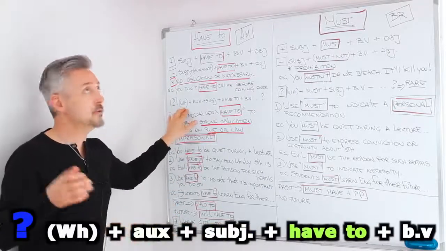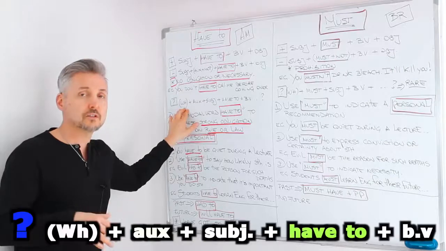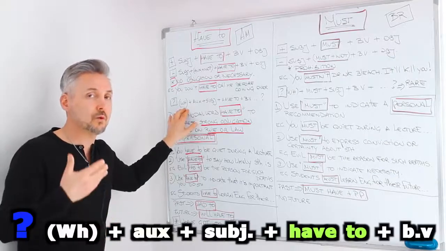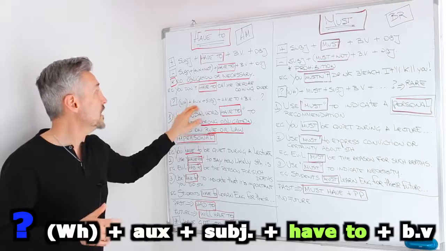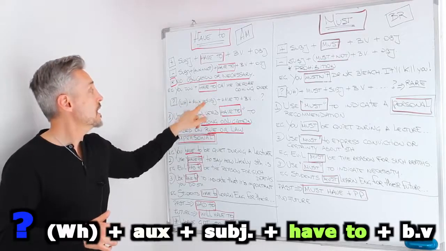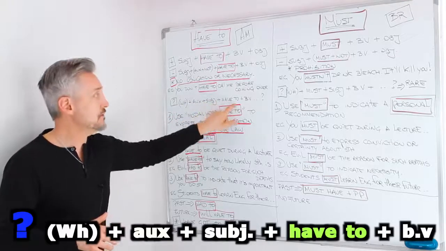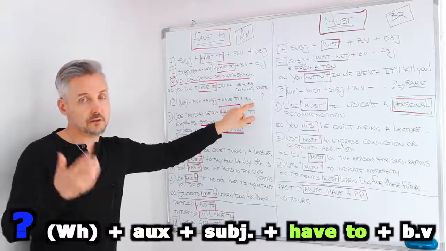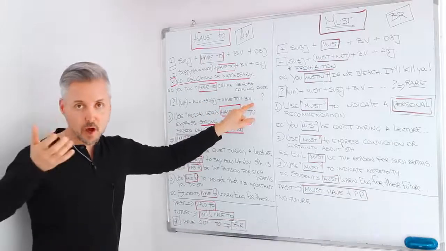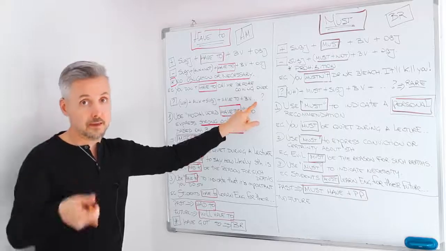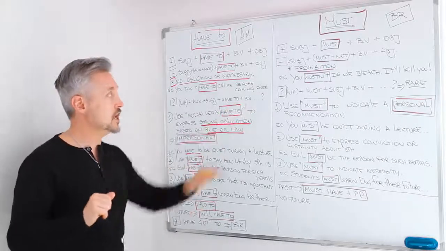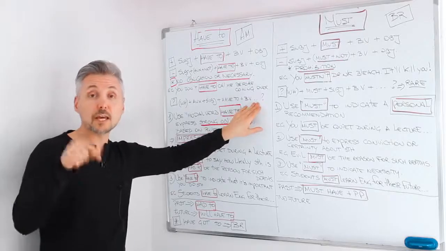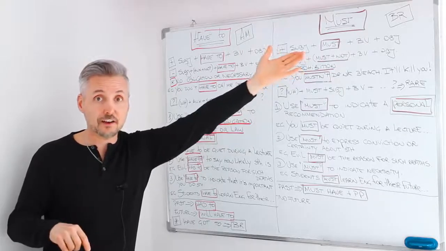Now, let's go on with the interrogative sentence. So we need a WH question word, if any. So a WH question word would be where, who, how, what, etc. Then we need the auxiliary, then the subject, then have to, and then the base of the verb, and maybe the object or the time expression in a question. So it depends here, it will change. If you want to watch a lesson on making questions, you can click here.